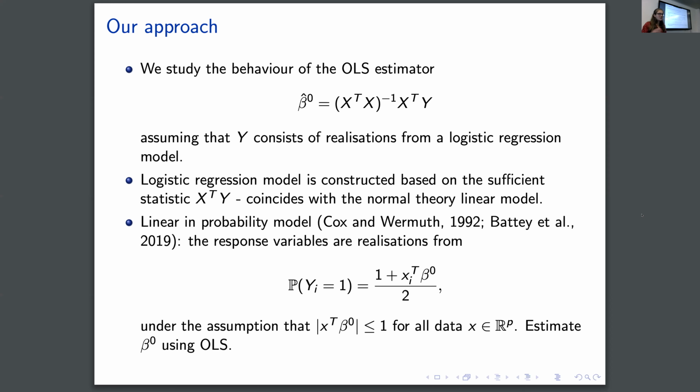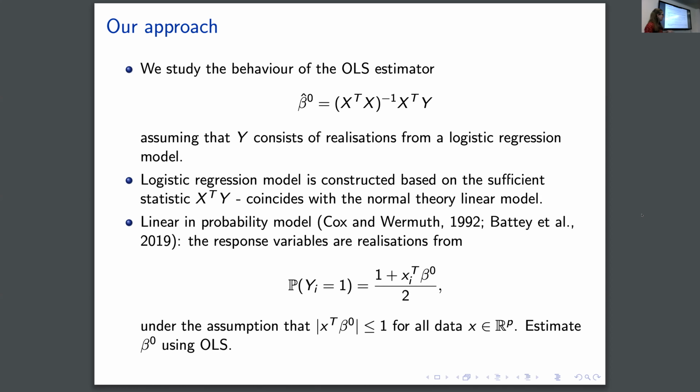Studying the least squares estimator in a binary setting, with binary outcomes, is not new. Cox and Wermuth, as well as Heather, my supervisor, and her co-authors, studied what they called the linear probability model, where instead of having the probability that Y equals 1 involving the exponential of xi transpose beta, they assume that this probability is linearly related to some unknown parameter, and they suggest estimating that unknown parameter using least squares. So in a way, it's somewhat similar to our method.